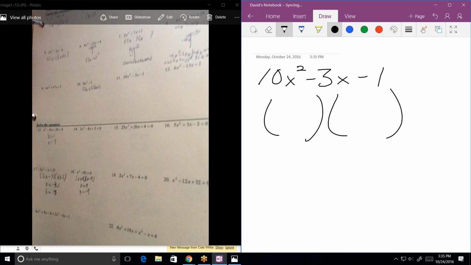Get me started here. 5x and 2x. That's where I'd start. Doesn't mean it's right, but that's where I'm starting. What are the signs? Positive, negative. And because the 5 is different than the 2, I got to do the positive negative like this. Well, there's only one set of factors for 1, so I'm going to start off trying that. Does that work?